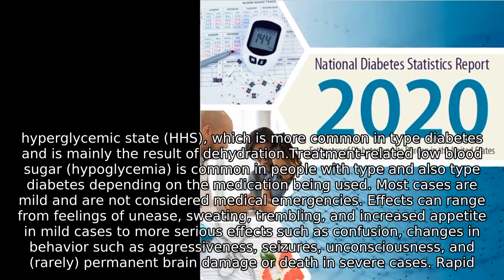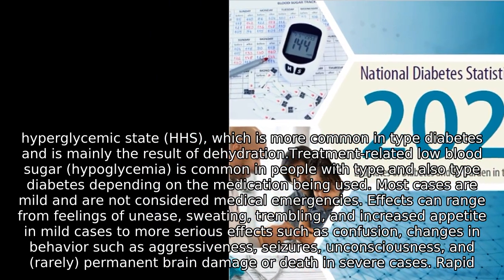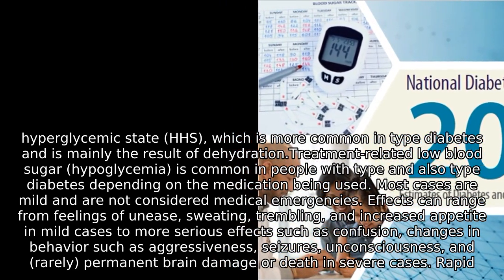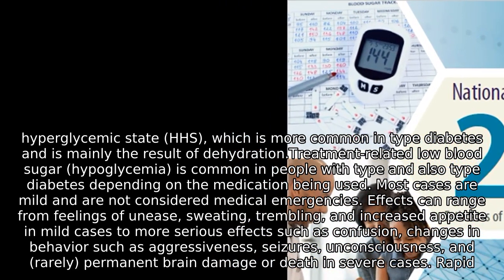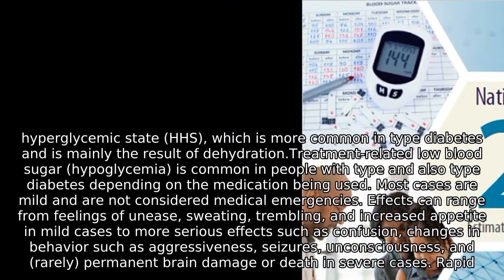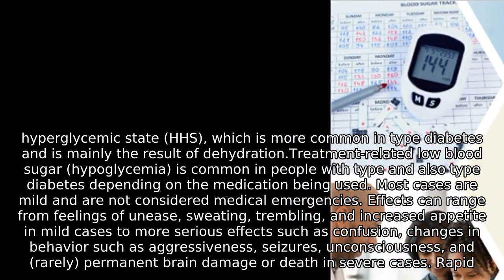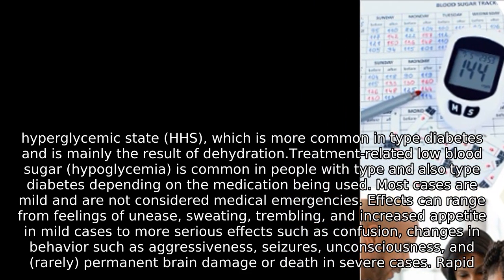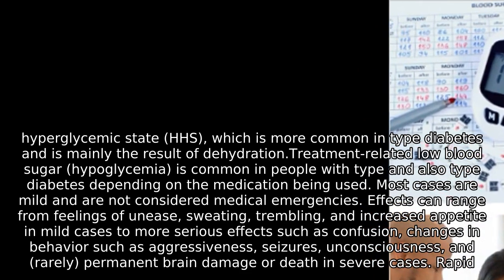Treatment-related low blood sugar, hypoglycemia, is common in people with type 1 and also type 2 diabetes depending on the medication being used. Most cases are mild and are not considered medical emergencies. Effects can range from feelings of unease, sweating, trembling, and increased appetite in mild cases to more serious effects such as confusion, changes in behavior such as aggressiveness, seizures, unconsciousness, and rarely permanent brain damage or death in severe cases.